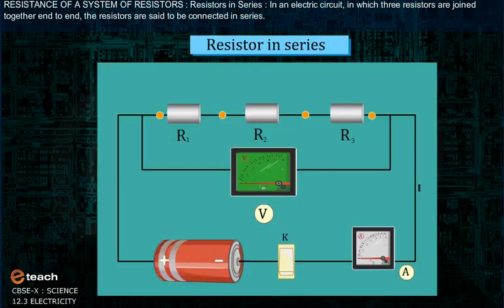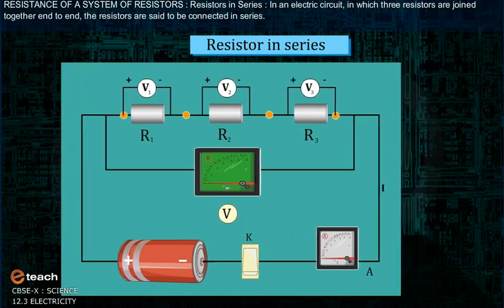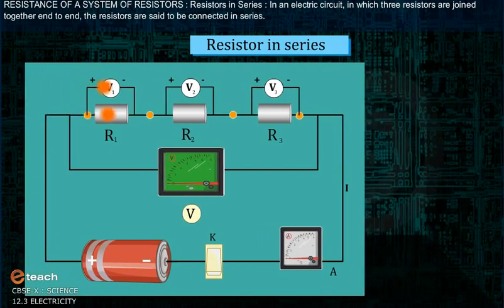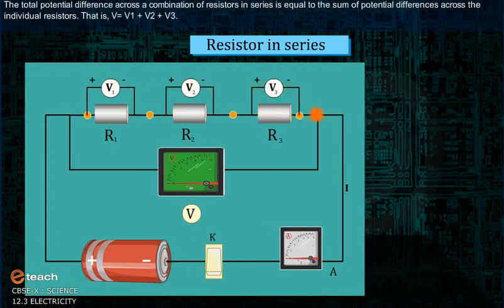Resistors in series. In an electric circuit in which three resistors R1, R2 and R3 are joined together end to end, the resistors are said to be connected in series. The total potential difference across a combination of resistors in series is equal to the sum of potential difference across the individual resistors. That is, V is equal to V1 plus V2 plus V3.